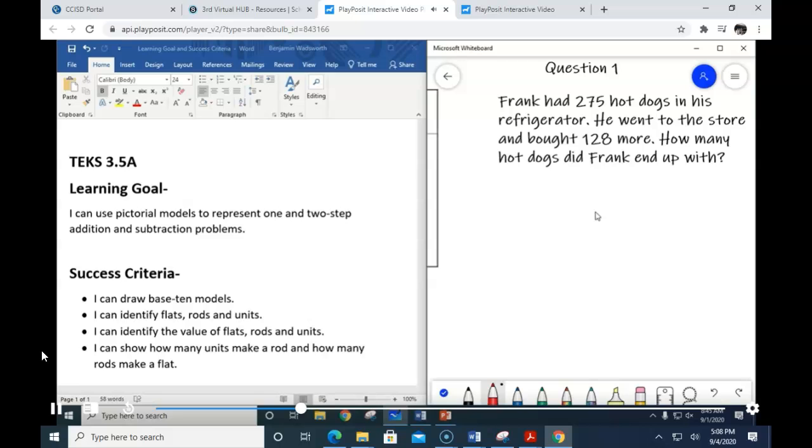Question 1 says, Frank had 275 hot dogs in his refrigerator. He went to the store and bought 128 more. How many hot dogs did Frank end up with? Okay, so I can tell by looking at this one here that it is a one-step math problem, which means that I'm only going to have to do one process to solve.